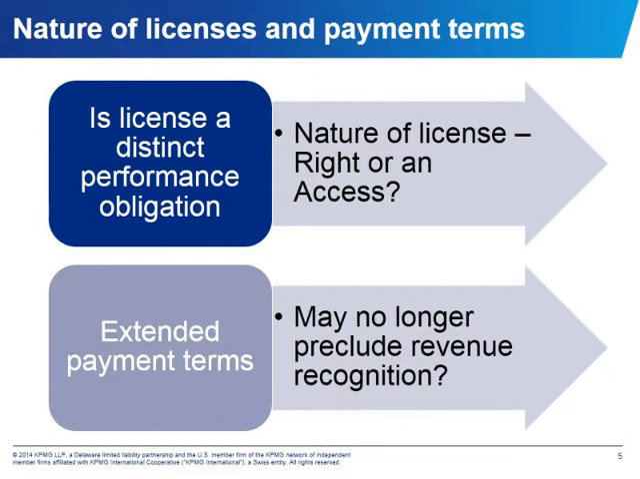So why is it important for a software vendor to assess whether or not a software license provides access or a right to use intellectual property? Brian, as I mentioned, where a software license provides access, it will qualify as an over-time performance obligation. Where a software license provides a right, it will be a point-in-time performance obligation, effectively meaning revenue recognition could be immediate upon the delivery of the license in a software transaction.